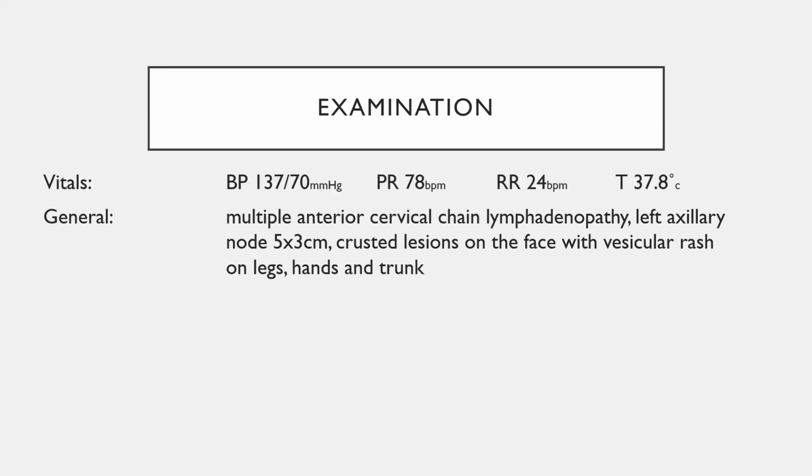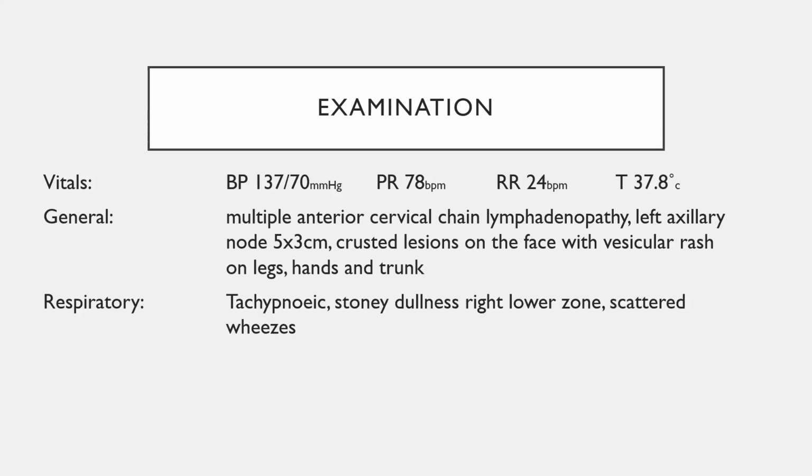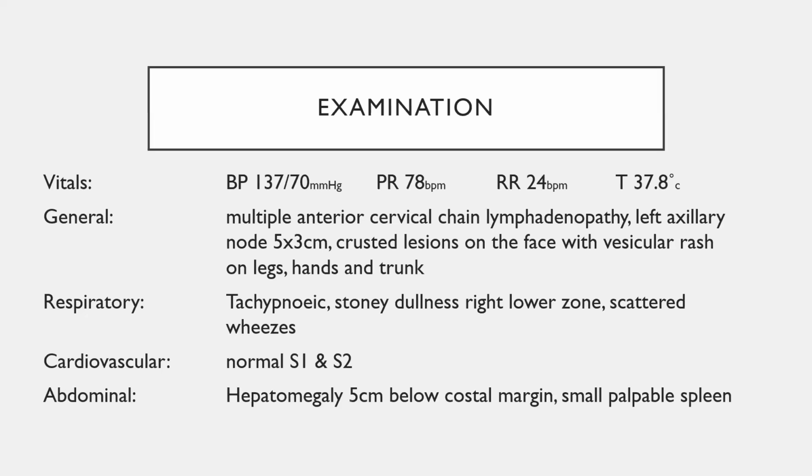And on general examination, she had multiple cervical lymph nodes with an axillary node measuring 5 by 3 centimeters and these crusted lesions on the face, which I'll shortly show to you on the next slide. She was also mildly tachypneic with stony dullness appreciated in the right lower zone, some scattered crackles bilaterally, normal cardiovascular examination. She did have a 5-centimeter hepatomegaly with a small palpable spleen, and her neurological system was otherwise intact.